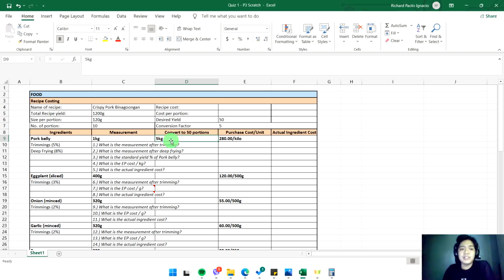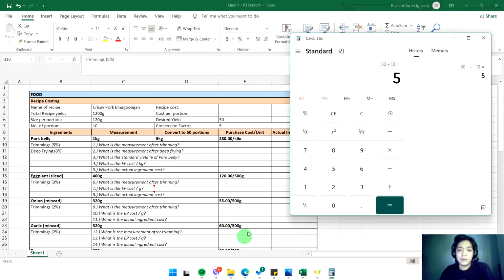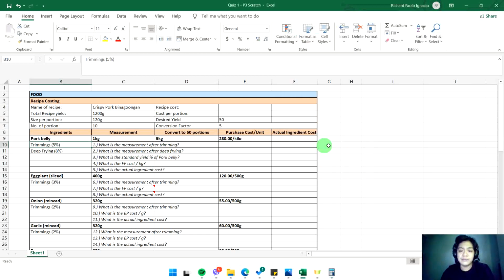Kukunin natin ngayon yung 5% ng 5 kilograms kasi that is the trimming. 5% ang trimming. Para makuha yon, we have 5 kilograms times 0.05. Since 5% converted into decimal, 2 decimal places to the left, that is 0.05. And we will have 0.25. Ibig sabihin, etong 0.25 na ito yung 5% ng 5 kilos. Ibabawas natin ngayon to doon sa 5 kilos. We have 4.75.